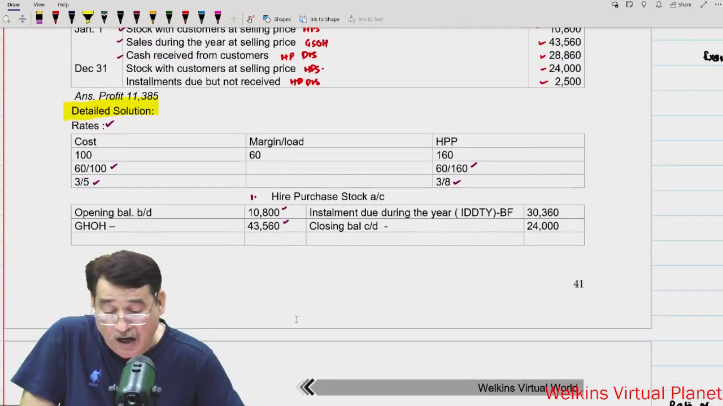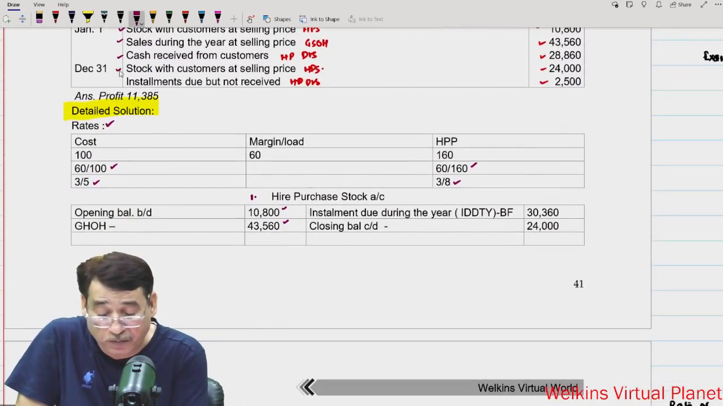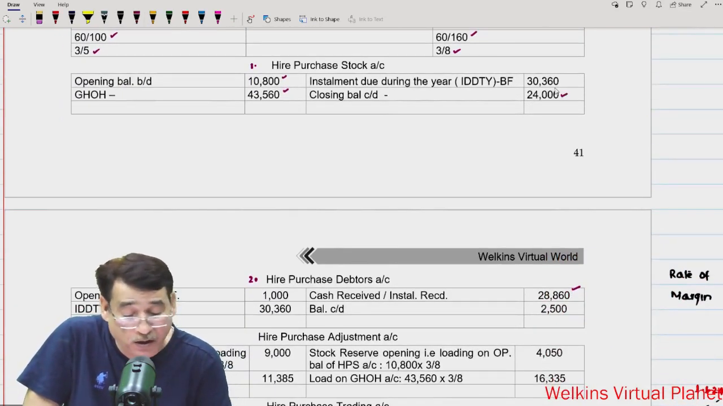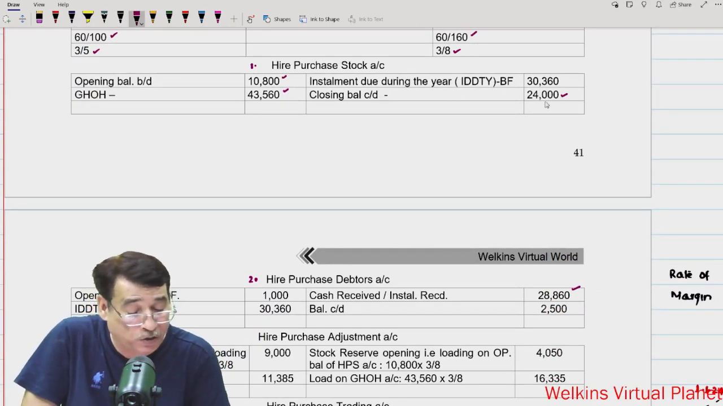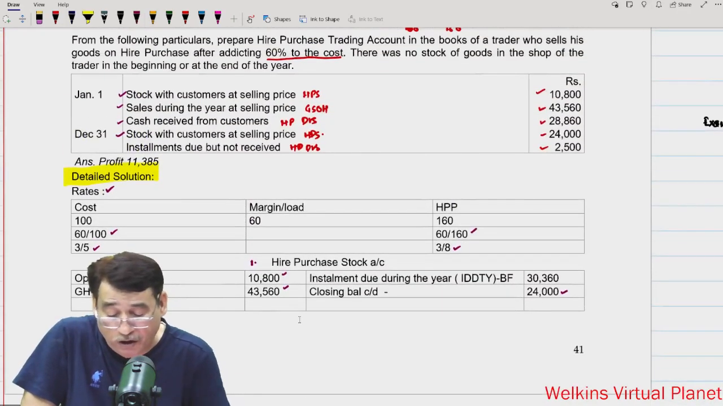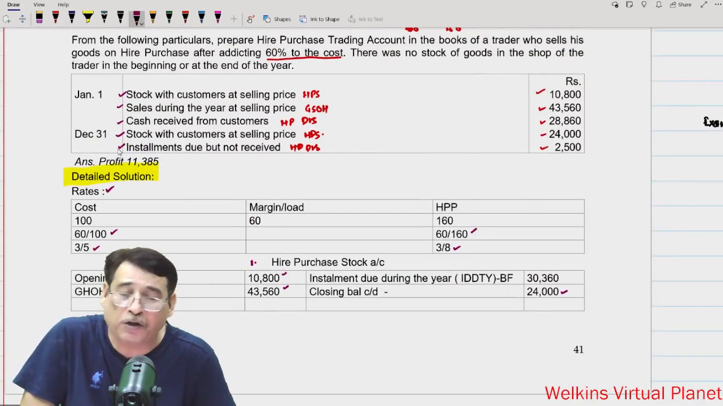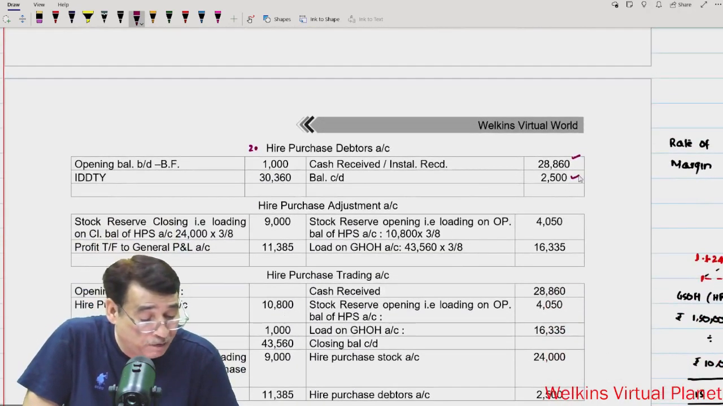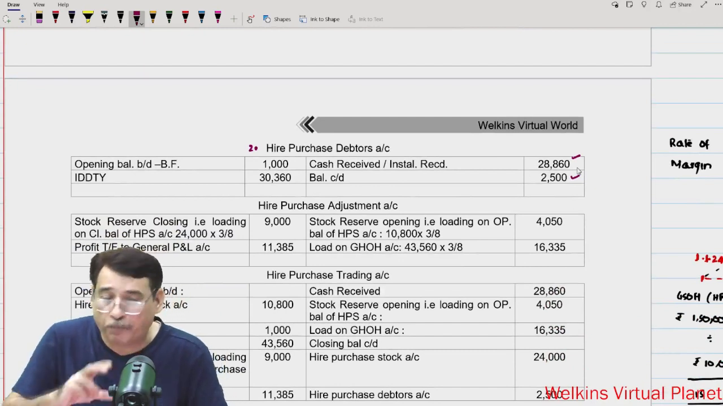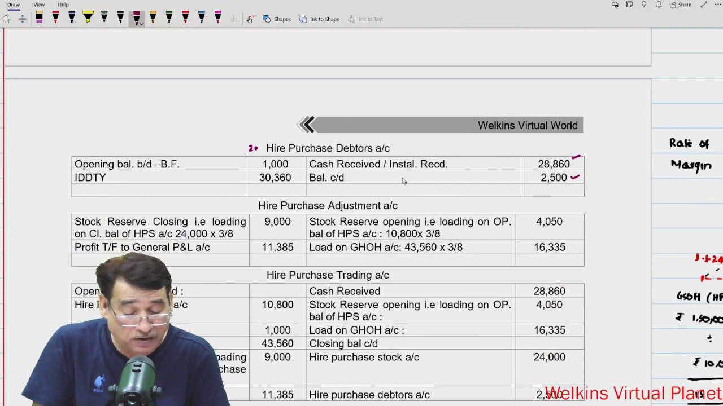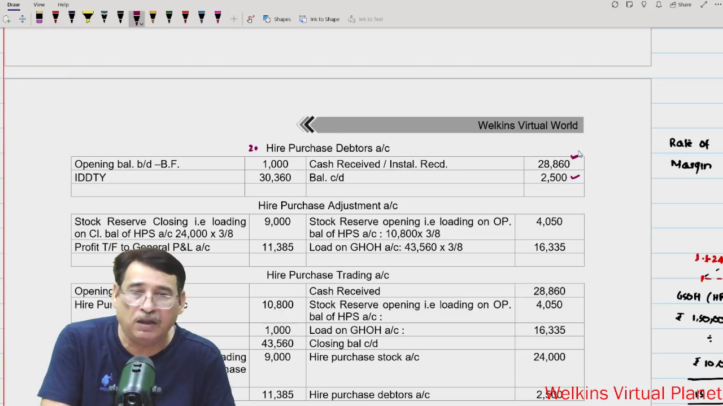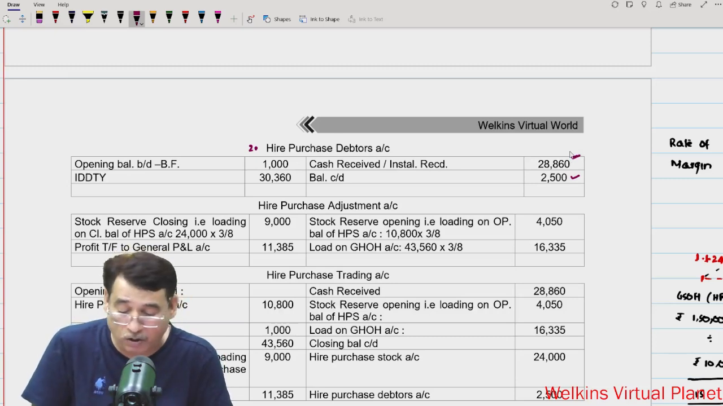Correct? After this, it is given on 31st of December, stock with customer. Obviously, in the hire purchase stock account you will write closing balance, 24,000. Then the next information is installment due but not received. This is the closing balance of hire purchase debtors, so in the hire purchase debtors I will write 2,500. We are preparing two accounts in this case, and this account is carrying two entries, because the items I have marked show that only these entries have been passed in this account so far, correct?